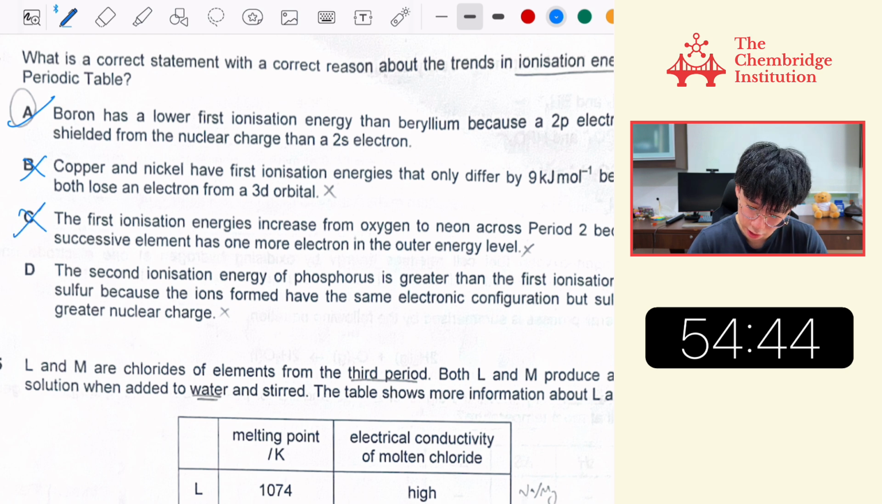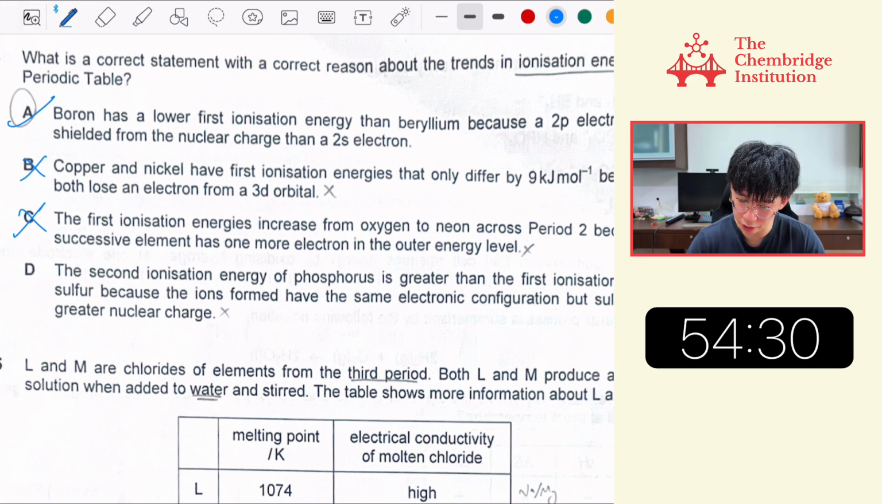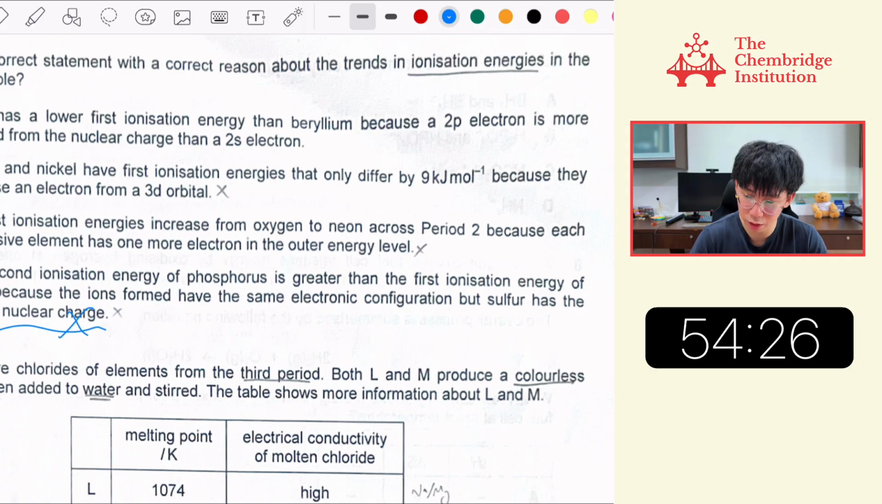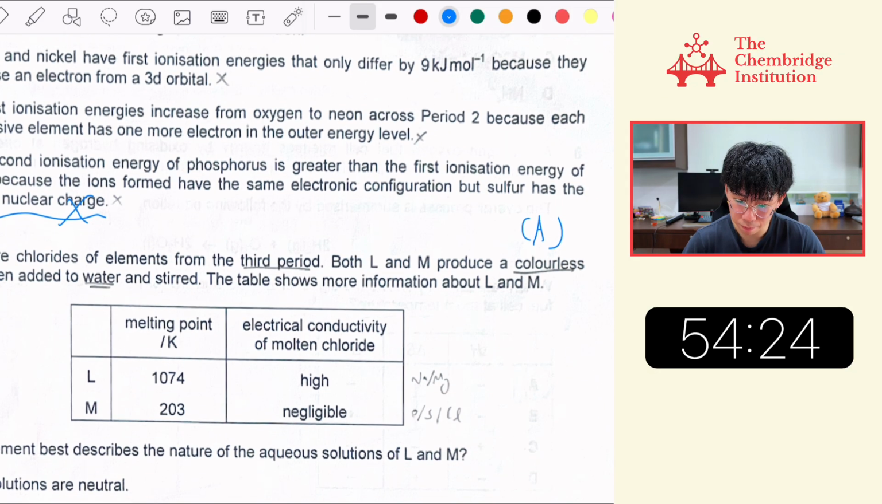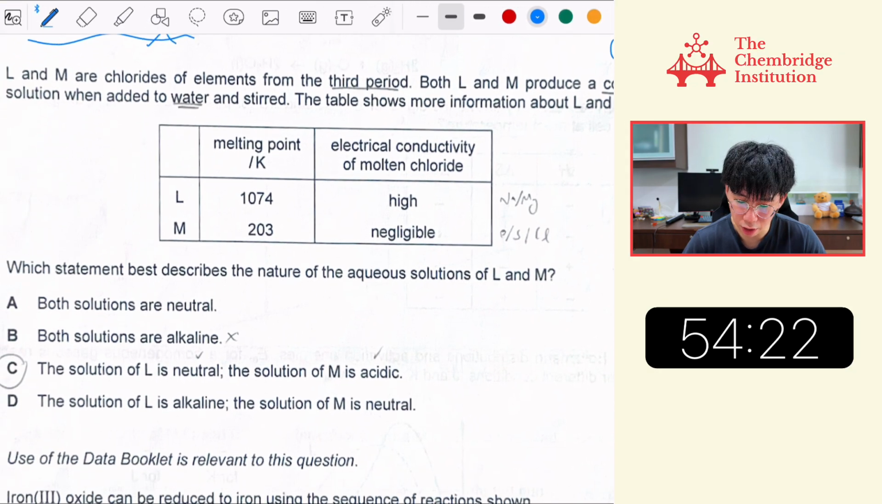So this is wrong. The second ionization energy of phosphorus is greater than the first ionization energy of sulfur because the ions form the same electronic configuration. No, this doesn't affect the nuclear charge at all. So this is wrong. So I'll pick A here. Yep. So moving on. L and M are chlorides of elements from the third period.